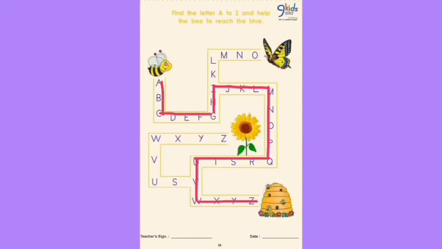This is the solution of your second worksheet. In this worksheet, you had to find alphabet A to Z and help the bee to reach the hive. Look kids, here I have found alphabet A to Z and help the bee to reach its hive. I hope you all have done this worksheet correctly.